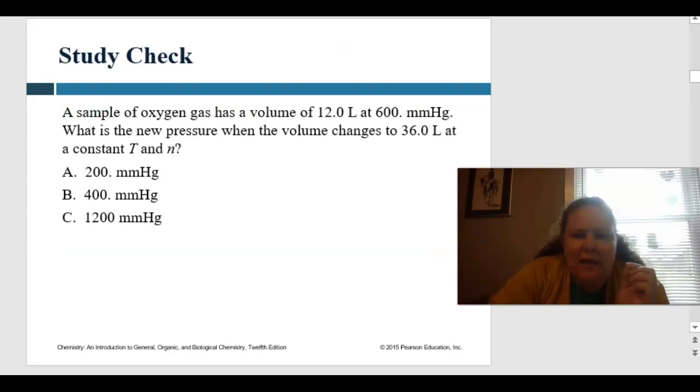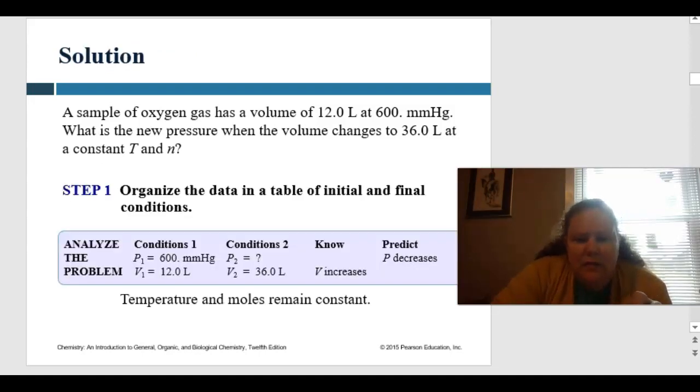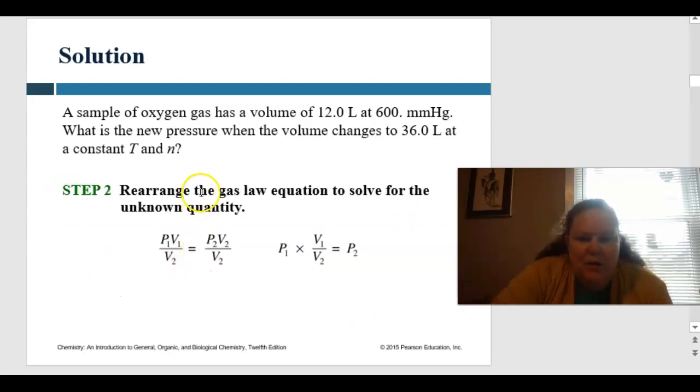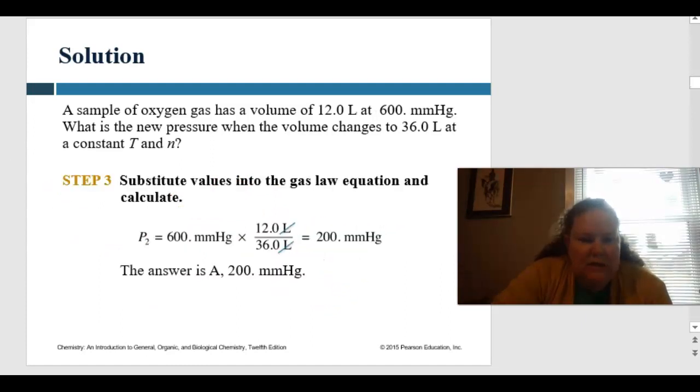So let's see. A sample of oxygen gas has a volume of 12 liters at 600 millimeters of mercury. What is the new pressure when the volume changes to 36 liters at a constant temperature and n number? All right, pause me, come back. All right, so again, first thing we're going to do is organize the data in a table of initial and final conditions. Okay, so you can see the temperature and the moles are going to remain constant, and we're predicting that the pressure is going to decrease. So let's set it up, rearrange so that we can solve for P2, input the numbers, and we can see that the answer is A, or 200 millimeters of mercury.